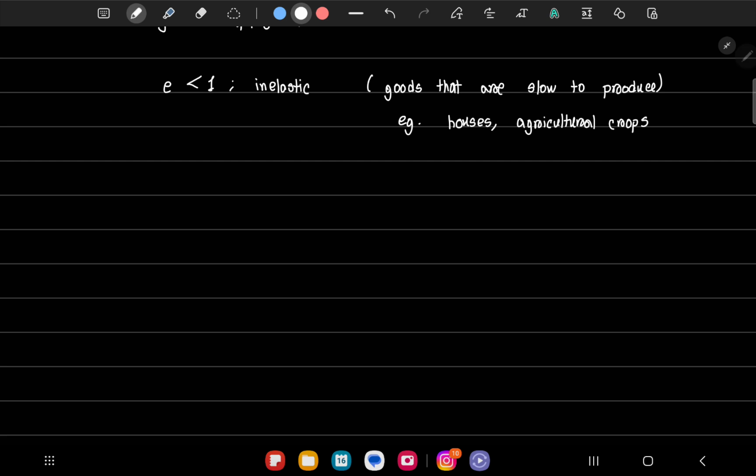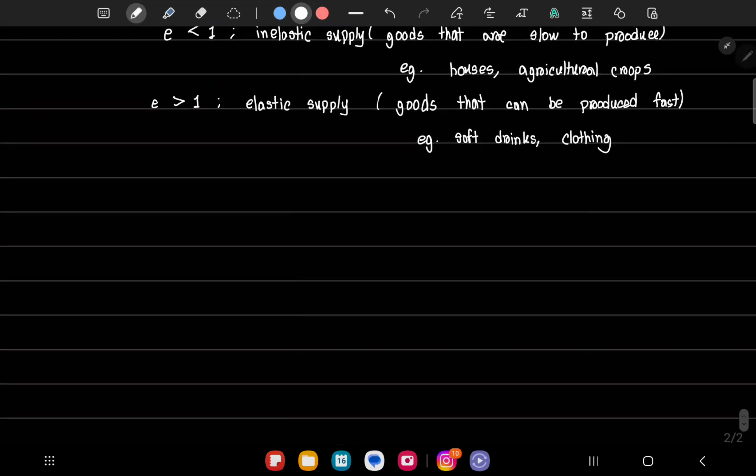On the other hand, if the value is greater than 1, we call it having an elastic supply. So this is inelastic supply and this is elastic supply. These are for goods that are very fast to produce. For example, it can be clothing or ice cream, soft drinks, stuff like that, which are manufactured on a large scale and you can easily double or triple the production.